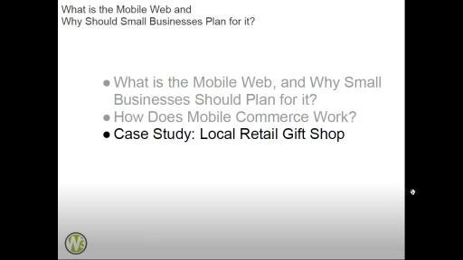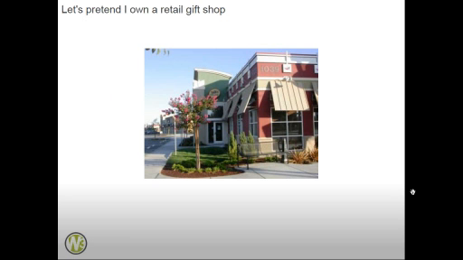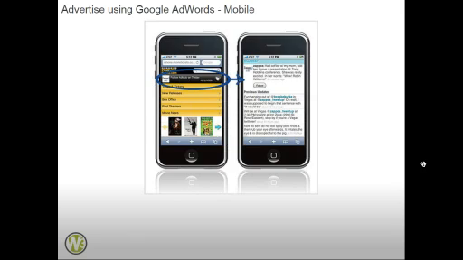So as a local retail gift shop, I am situated in a town, and so I have about a 5-mile radius of business that comes to me, in terms of people who patronize my business. And so I really want to focus on those people who may be traversing town and coming in and out of that area. And so what I've decided to do as my first strategy is to put out some ads on the Google AdWords mobile system. It's called AdMob.